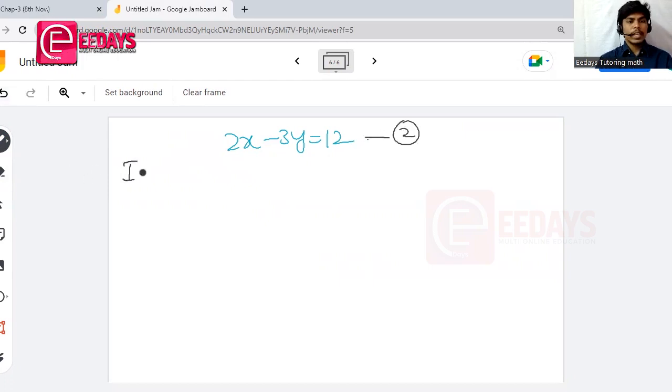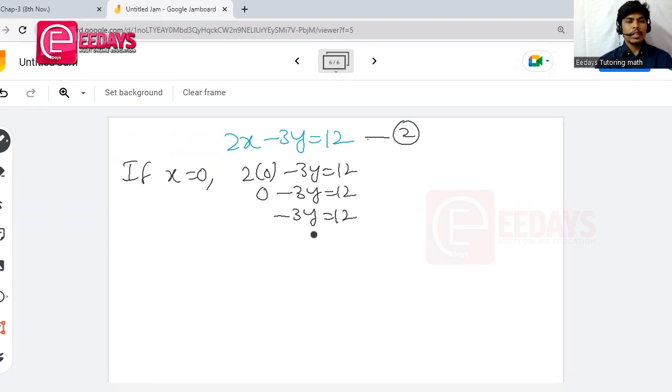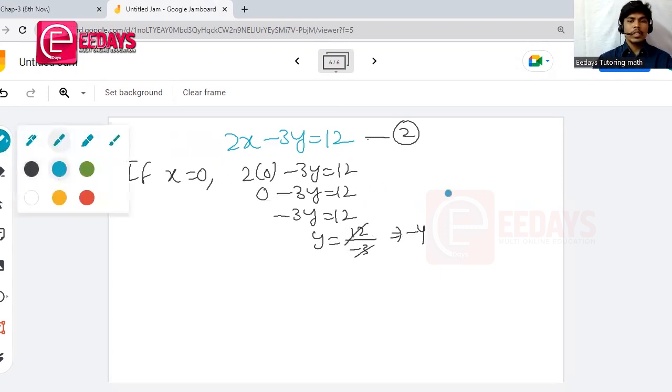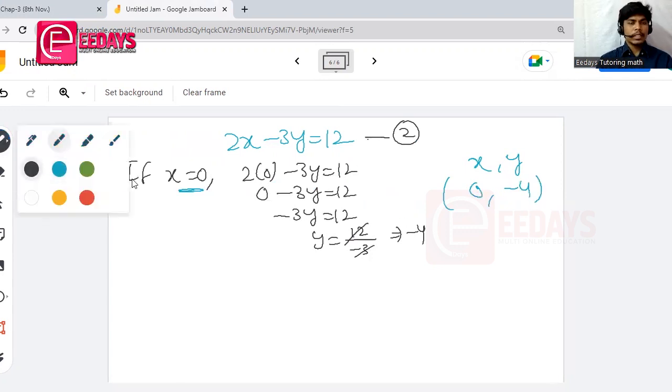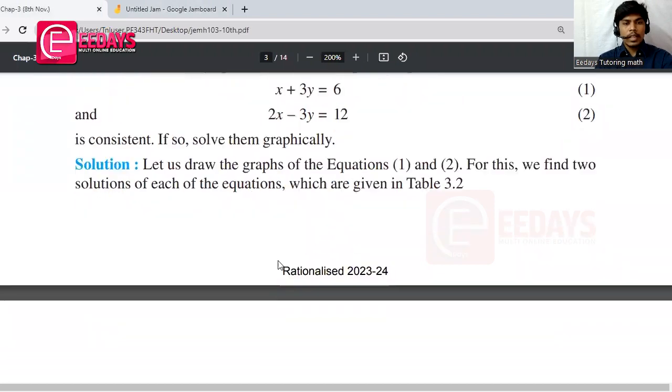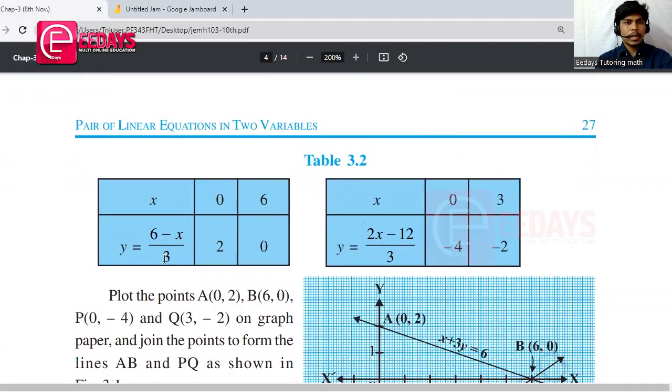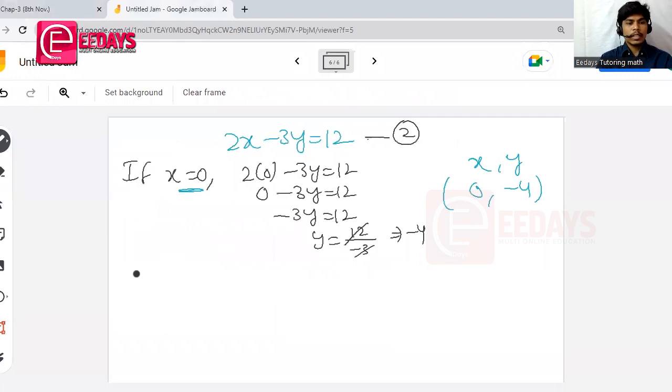For equation 2, let's take x is equal to 0. Substitute in the equation: 2 into 0 minus 3y is equal to 12. 2 into 0 is 0, so minus 3y is equal to 12. Then y is equal to 12 by minus 3, you will get minus 4. Now the new point I got, x comma y: x I took as 0 and y I got as minus 4. If you want to substitute like this, it's up to you. Or else you can convert it like in the textbook, where they converted it like this, 6 minus x by 3. If you want to substitute directly, it's up to you.